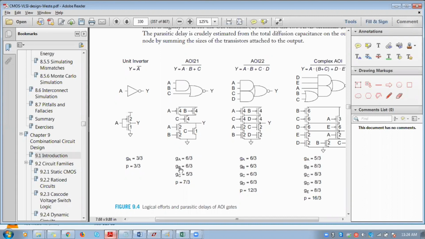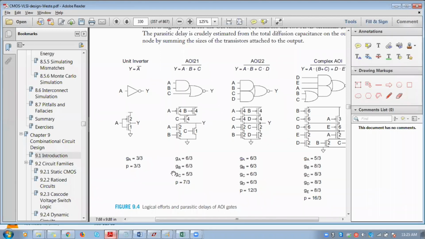Then the logical effort due to B. For B, 4 units of input capacitance due to this PMOS and 2 units due to this NMOS. So 4 plus 2, 6, 6 by 3. If you see this C, you will have 4 units of input capacitance for PMOS and only 1 unit of input capacitance for NMOS. So 5 by 3 is the logical effort.